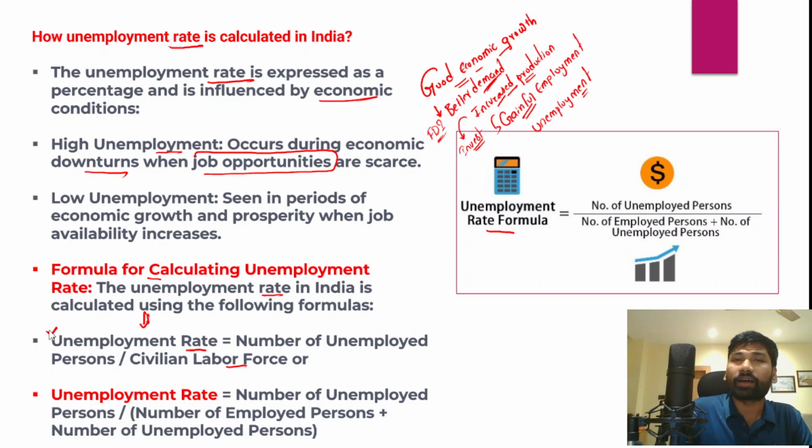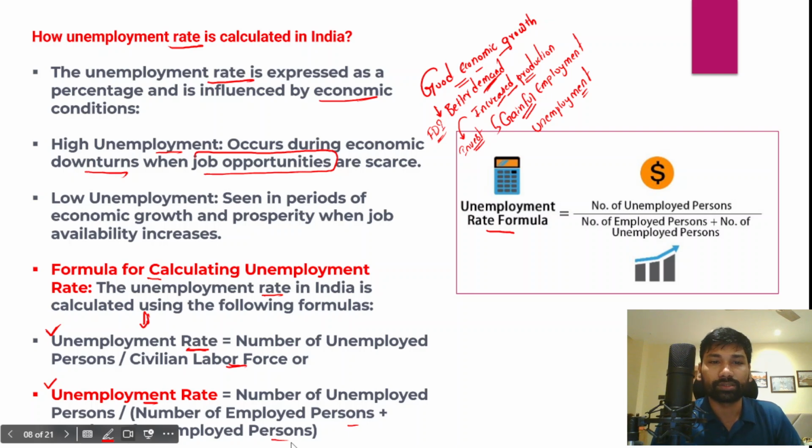So either we use this particular formula or this one. Either of these can be used to calculate the unemployment rate, right? To calculate it, divide the number of unemployed people by the civilian labor force. Now, what is the civilian labor force? The number of unemployed people within the civilian labor force gives you the unemployment rate in India. Another formula that can be used: unemployment rate equals the number of unemployed persons divided by the number of employed persons plus the number of unemployed persons. This is also another way to get it.